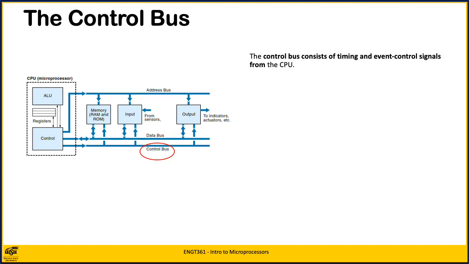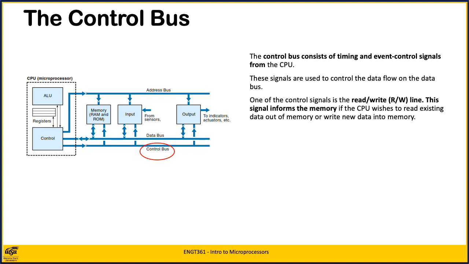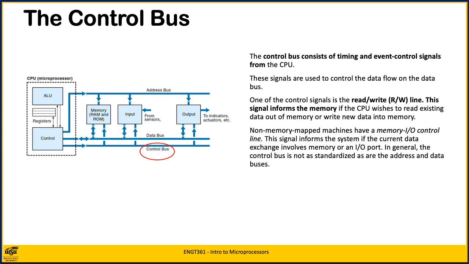The control bus consists of timing and event-controlled signals from the CPU. These signals are used to control the data flow on the data bus. For example, one of the control signals is the read-write or R/W line. This signal informs the memory if the CPU wishes to read existing data out of memory or write new data into memory. Non-memory mapped machines have a memory I/O control line. This signal informs the system if the current data exchange involves memory or an I/O port. In general, the control bus is not as standardized as are the address and data buses.